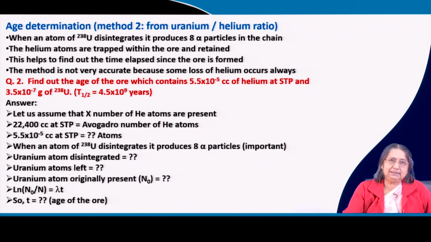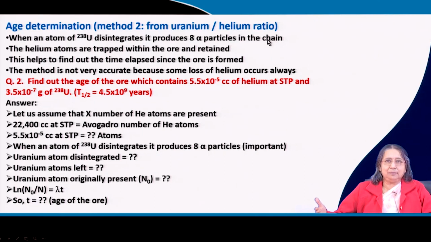That way, it is actually detected as helium, an alpha particle. Now, these are the key points that you have to remember for this. When an atom of uranium-238 disintegrates, it produces 8 alpha particles in the chain. So after leaving 8 alpha particles, it goes to the end product, lead.